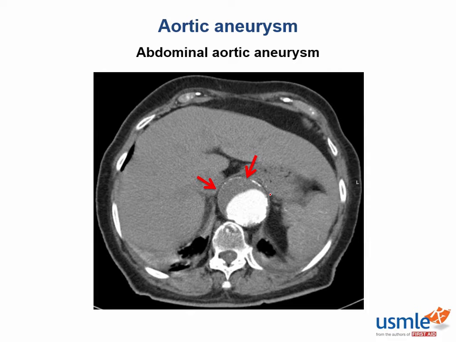And what do you see here? Well, you see an enlarged calcified abdominal aortic wall, as well as this large crescent-shaped structure, which is a thrombus within the vessel due to a large abdominal aortic aneurysm.